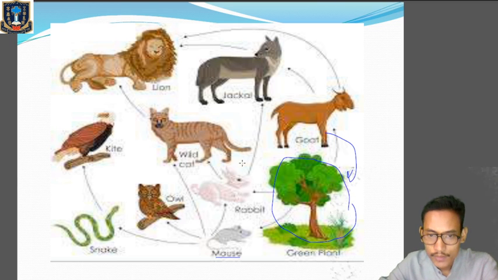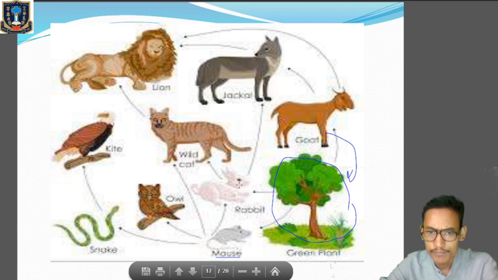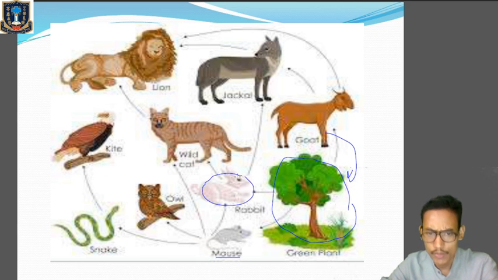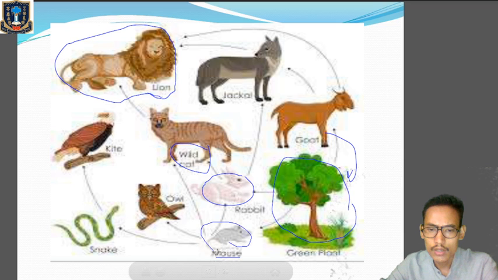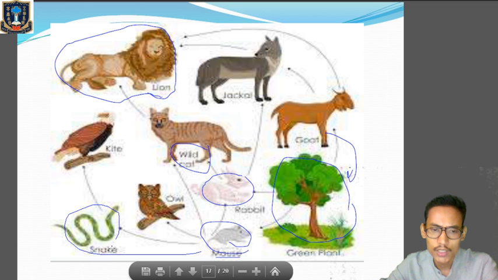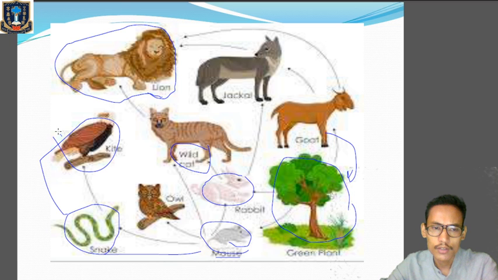Look over here. The rabbit will feed upon the producer. The rabbit is taken up by the wildcat. The wildcat is taken up by the lion. So over here, the lion is the apex predator, we can say. Now, here we are saying that the mouse is also a primary consumer, being taken up by the secondary consumer, being taken up by the tertiary consumer, and the tertiary consumer being taken up by the apex predator.